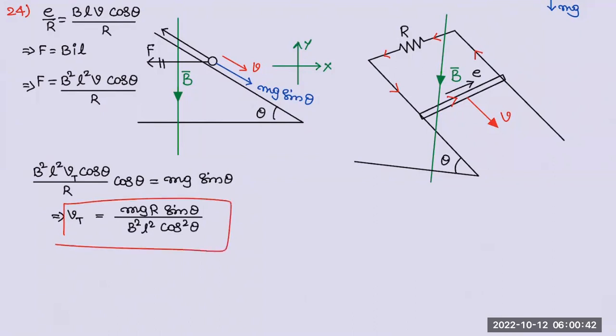Generally students will miss something, sin theta or cos theta, somewhere. Somewhere they forget to take the component generally. That's a very common thing for us. It's okay. You cross-check what mistake you did. Next one. This is 24, right? What about 25?